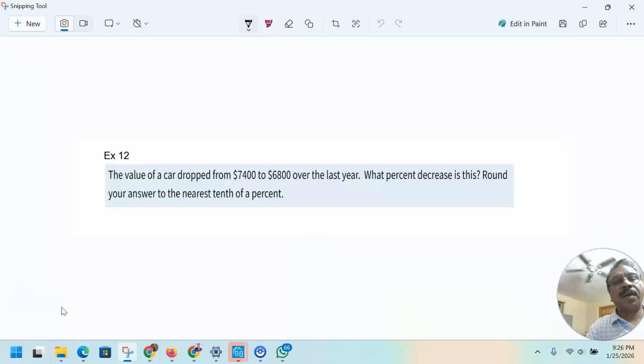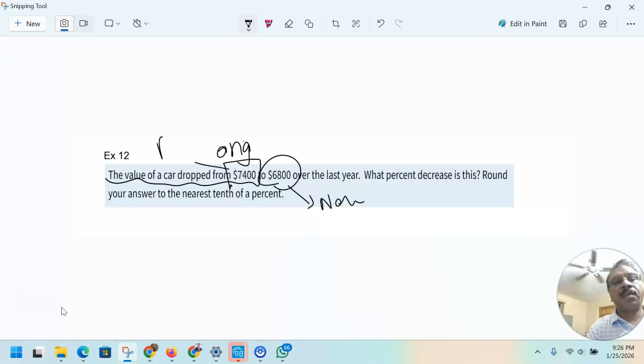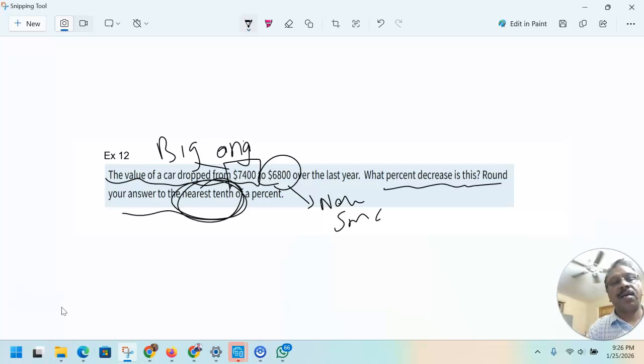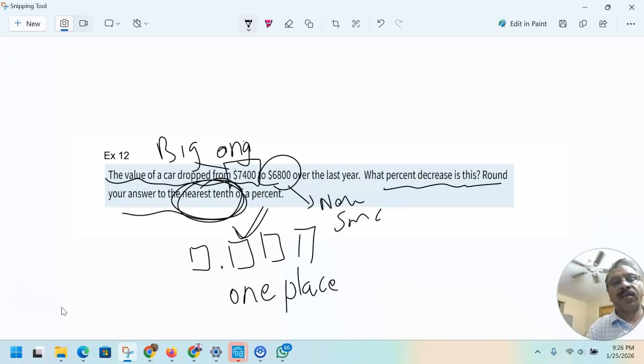So the value of a car dropped. This is the original, right? And this is the new. You can see this is the big one and this is the smaller one. What percent decrease is this? Round it to the nearest tenth place, which basically means one decimal place. That means your answer has to be only one decimal place. This should not be there.